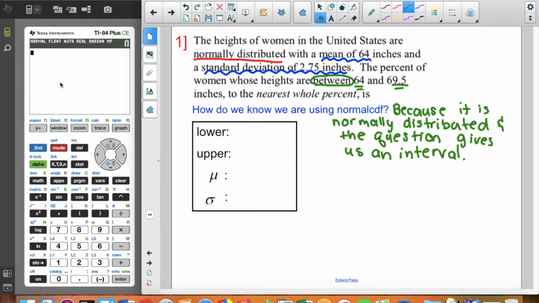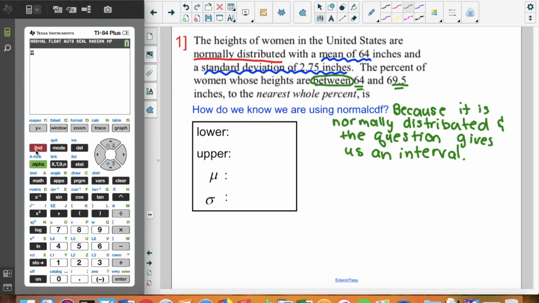Okay, so going here, we press second, vars, which will give us distr. Go to normal CDF, press enter. It's going to ask for a lower, an upper, a mean, and a standard deviation. Lower is the lower part of your interval, so the smaller number. Upper is the biggest number of your interval, and then the mean and the standard deviation.